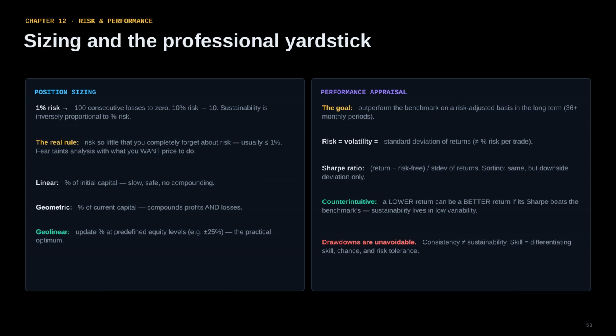Then the yardstick. The goal of trading your own capital is to outperform your benchmark on a risk-adjusted basis in the long term, 36 monthly periods minimum. Risk here means the standard deviation of returns measured by Sharpe or Sortino. And the counterintuitive part, a lower return can be a better return if its Sharpe beats the benchmark. Drawdowns are unavoidable, consistency is not sustainability, and professional appraisal is nothing more than separating skill, chance, and risk tolerance.